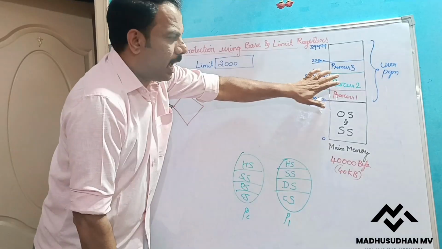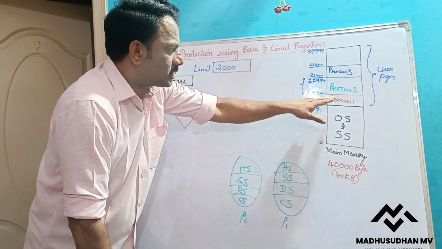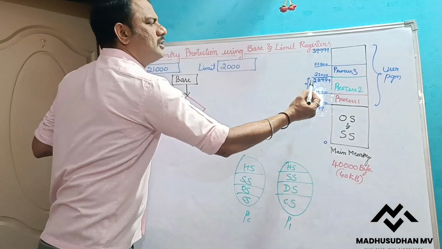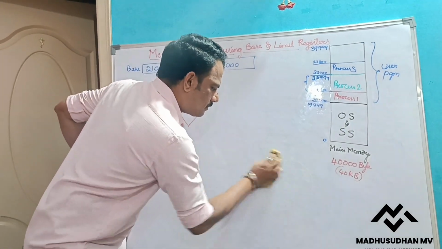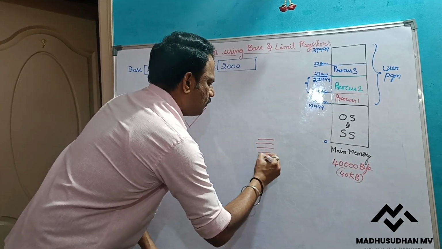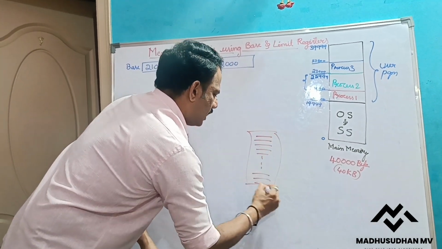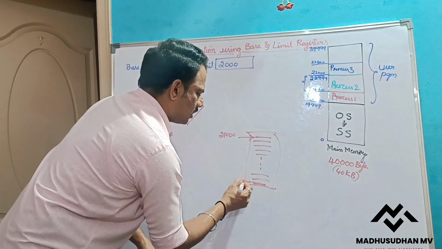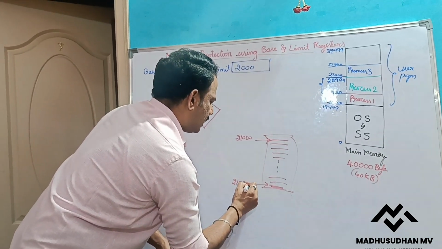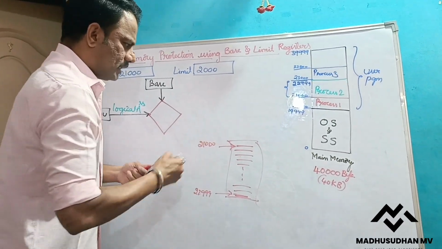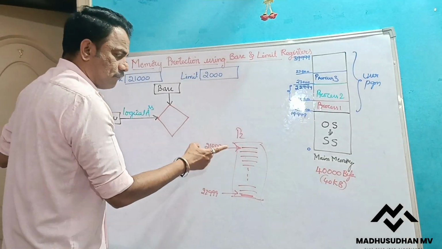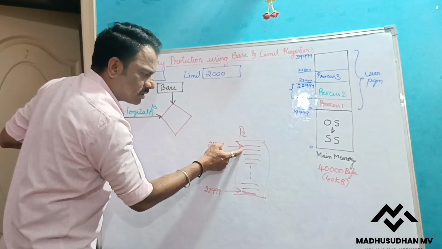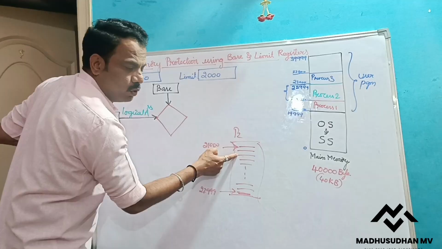Process 2 has to access starting from 21,000, which is in the base register. I will rewrite this separately for process 2. The first instruction starts at address 21,000 and the last instruction is 22,999. Whenever process P2 wants to access, the first address is 21,000, which is in the base register. The next instruction address is 21,001, the next is 21,002, and so on, increasing.